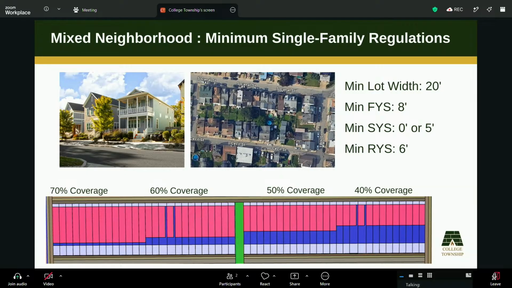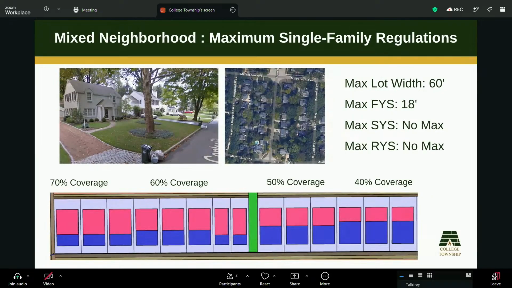And again, a lot of this was context. As you see, we're moving out of a very dense core location into more of a neighborhood space, so you're expecting a little bit more air between the buildings. And then we have the maximums for single-family residential in the mixed neighborhood. The maximum lot width of 60 feet, maximum front yard setback of 18 feet, and no maximums for side and rear setbacks. And then again, the lot coverage there.